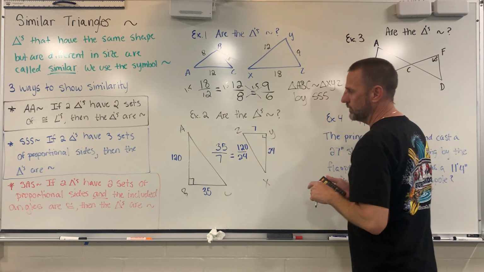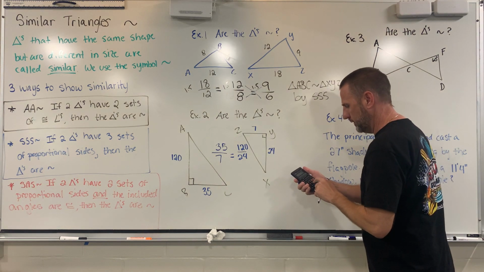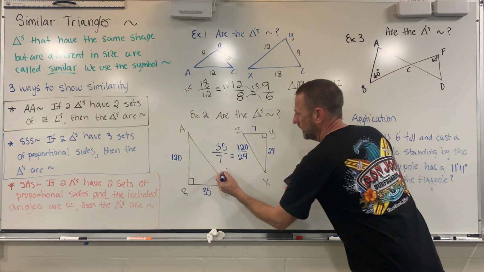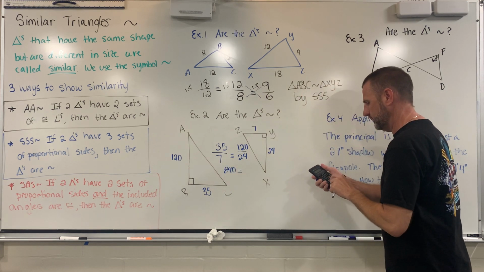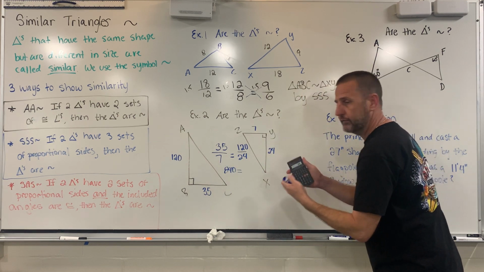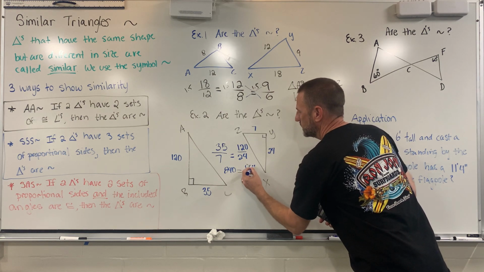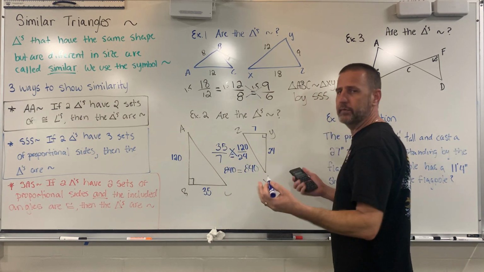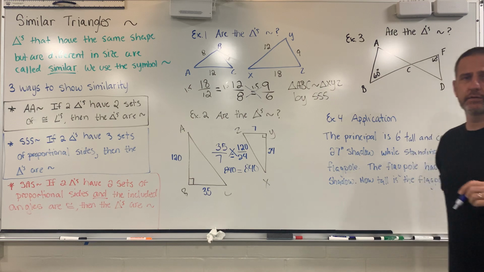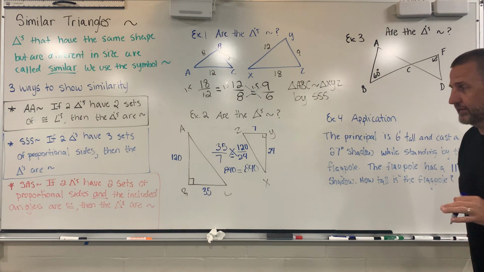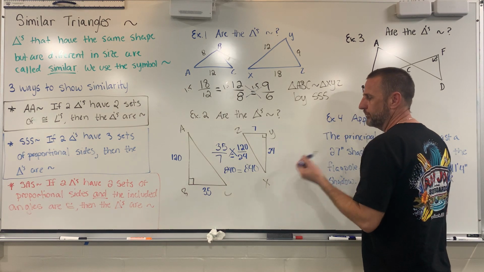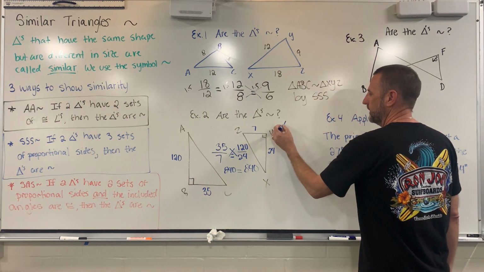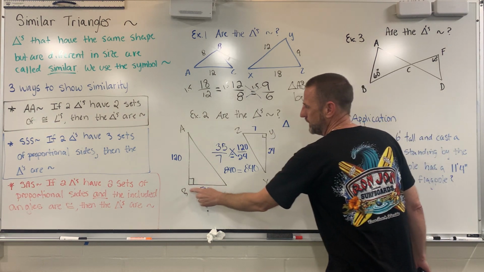Just like here, 35 times 24 is 840. 7 times 120 is 840. So proportionally they're the same. Therefore, I know that these two triangles are similar. I keep saying that. It's going to take a while to break that. All right, so let's give them a name. So let's say I call this one on the left CBA.